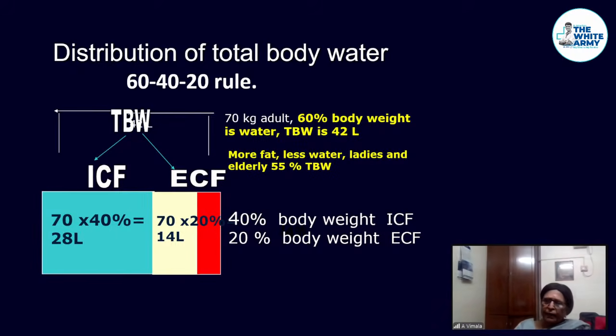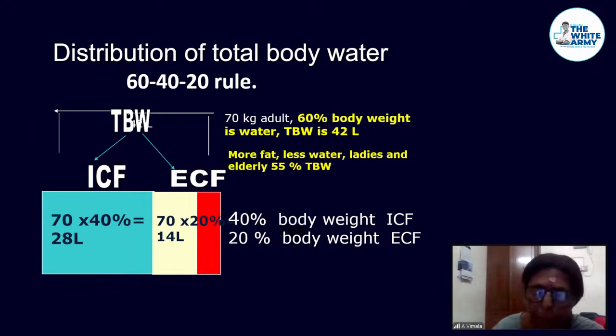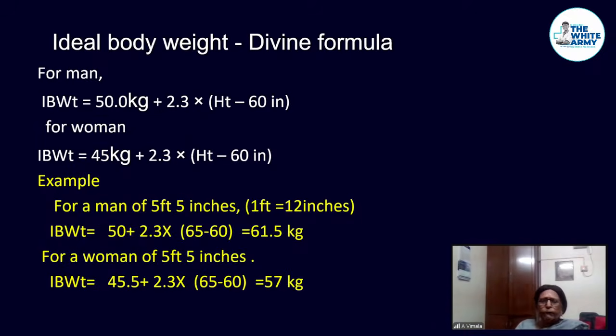If you are more fatty, if you are more old, your body water will be less. So more fat, females, less water. So the calculation taken is 50 to 55% of the total body weight as water. So for normal purpose, we are taking 60% of the body weight as water, whereas in a fatty elderly person, we take 55% of the body weight as water. So you give medicines, fluids, everything based on the ideal body weight and not on the actual body weight.